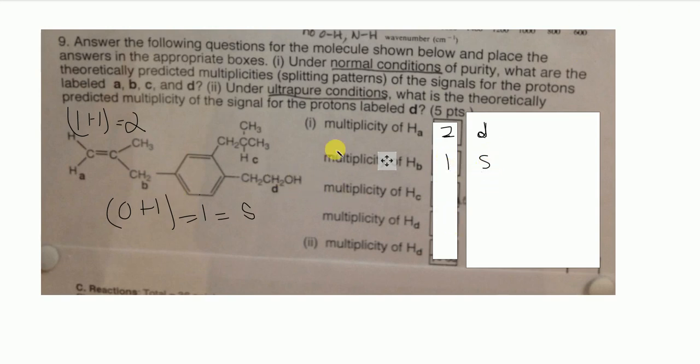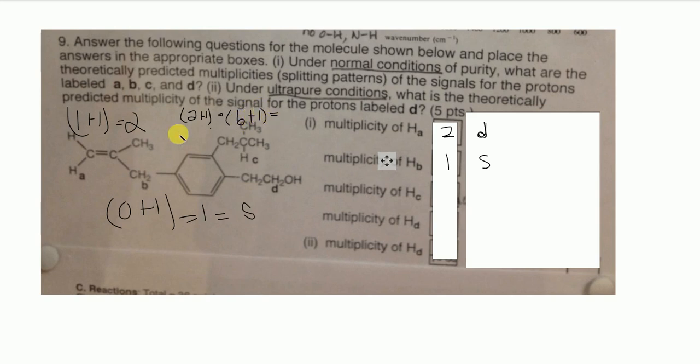Okay, multiplicity of HC. HC is this hydrogen right here, and I have to look at the environments that are surrounding it. So on this side, I have this carbon has 2 hydrogens, so this is going to be 2 plus 1, okay, times, right? And these CH3 groups are the same chemically, right? So I have to add up all their hydrogens. So 3 plus 3, that's 6, plus 1.